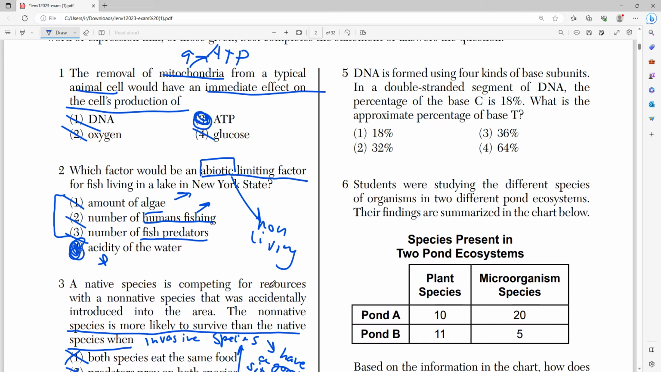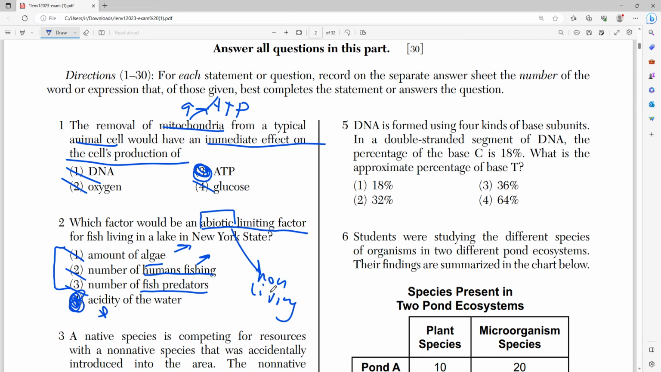Moving on to number 5, it says DNA is formed using 4 kinds of base subunits. In a double-strand segment of DNA, the percentage of the base C is 18%. What is the approximate percentage of the base T? A very important ratio to know: the ratio of A is equal to the ratio of T. It's 1 to 1, right? Same thing goes for C, and same thing goes for G, right?